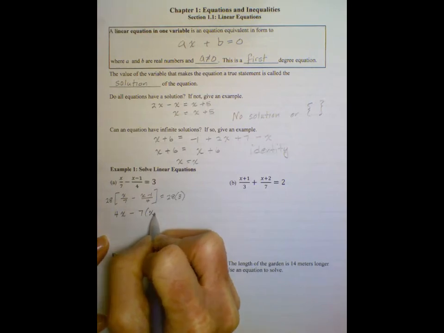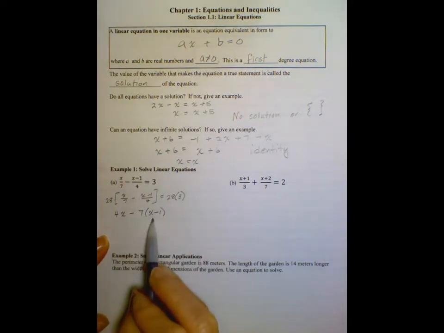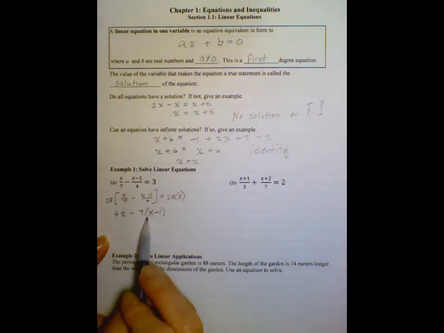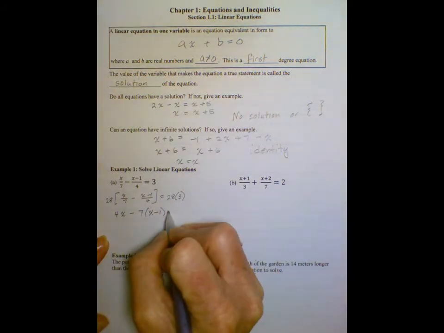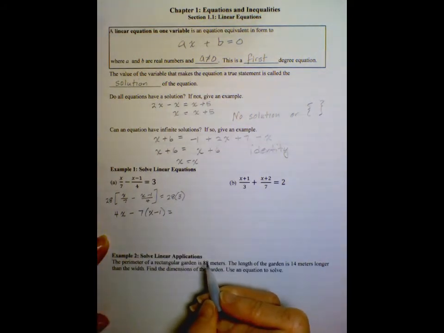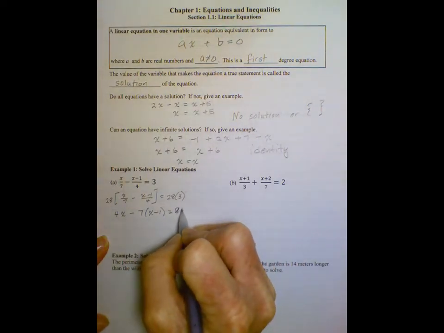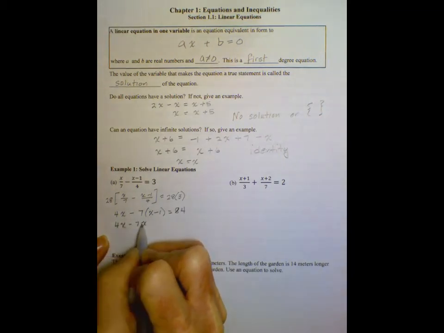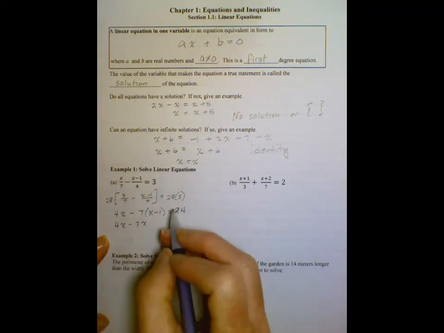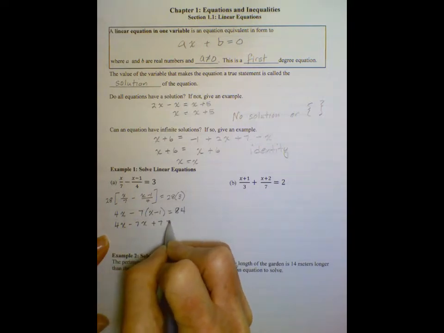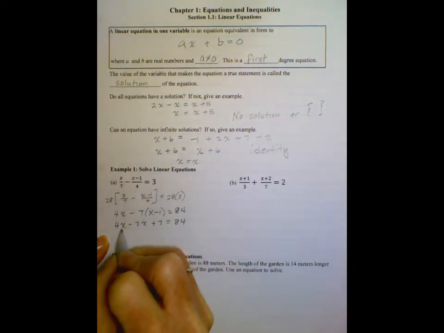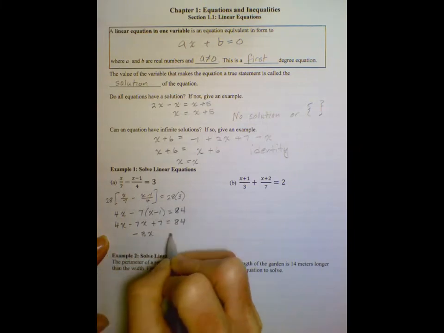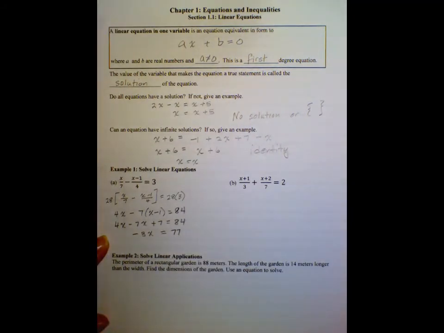But that 7, very carefully here, it's not just times the x, it's times the x minus 1. If I forget to put the parentheses, I might end up with the wrong sign here. And then 28 times 3, and we get 84. Okay, now we use the distributive property. Negative 7 times x, negative 7x, negative 7 times negative 1, positive 7. Combine like terms, 4x minus 7x, and subtract 7 from both sides, and we get negative 3x equals 77.